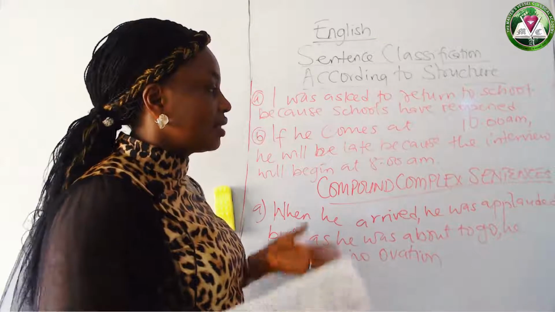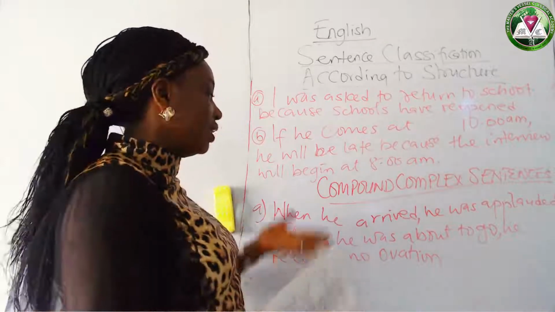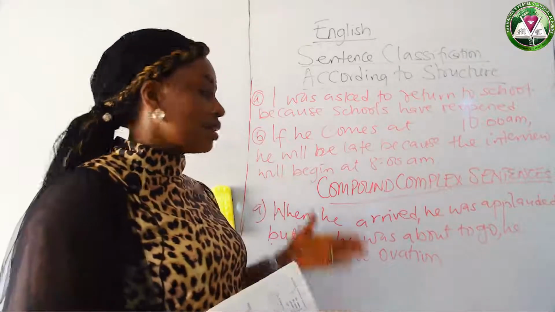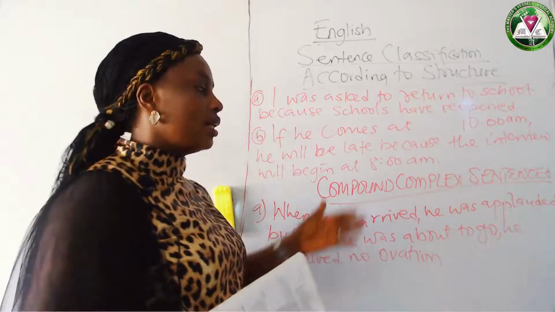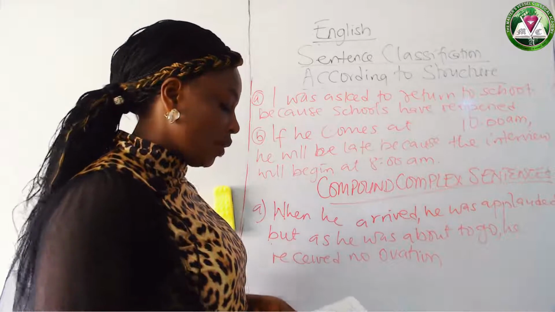So we have two ideas joined together in a sentence, four ideas joined together in a sentence, using subordinating conjunctions, using the punctuation marks, using also the coordinating conjunction. So that's what we have in compound complex sentence. We also have an example.